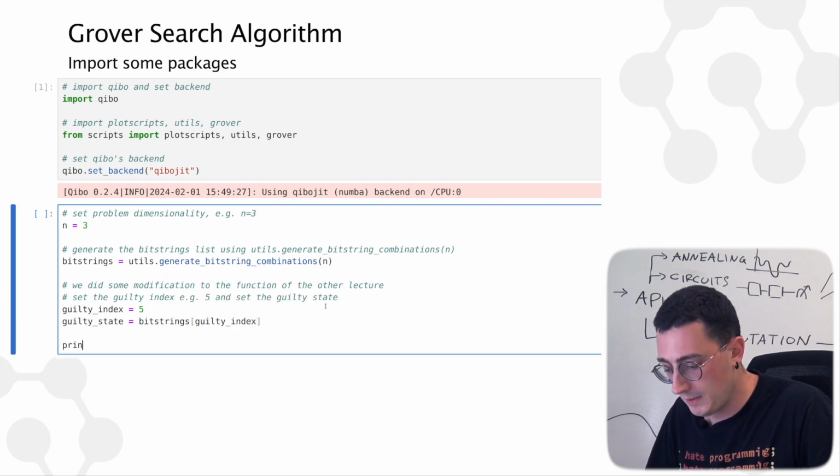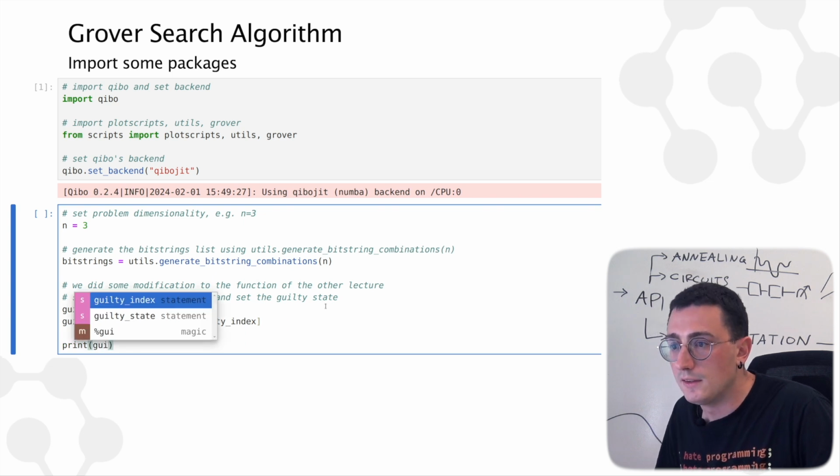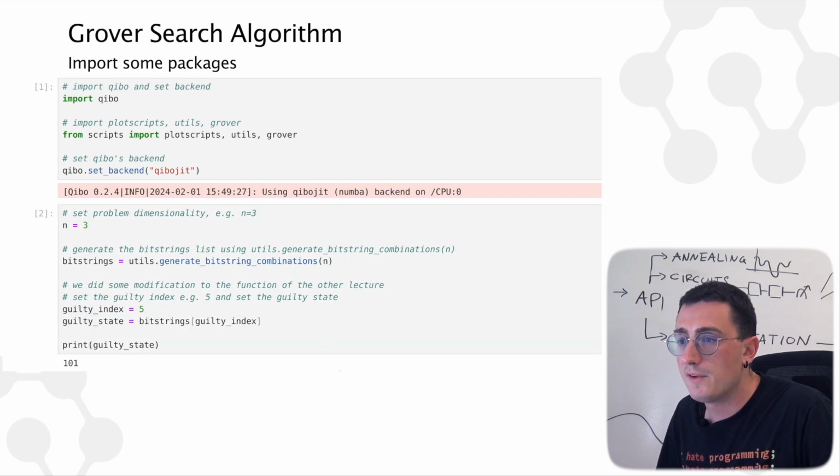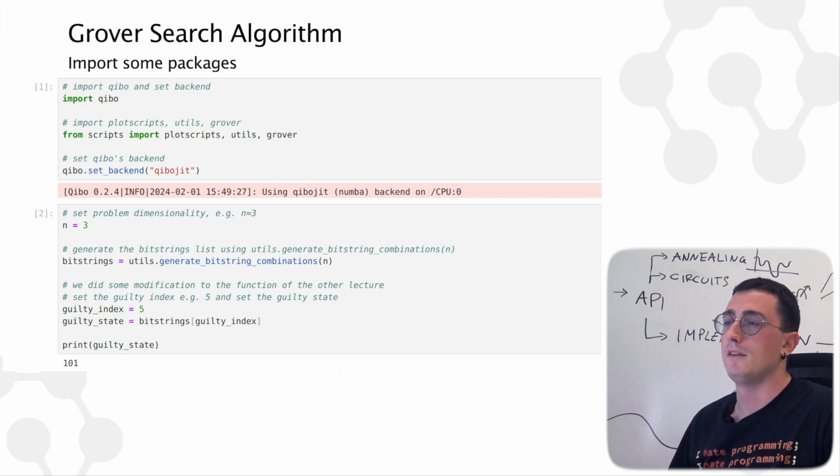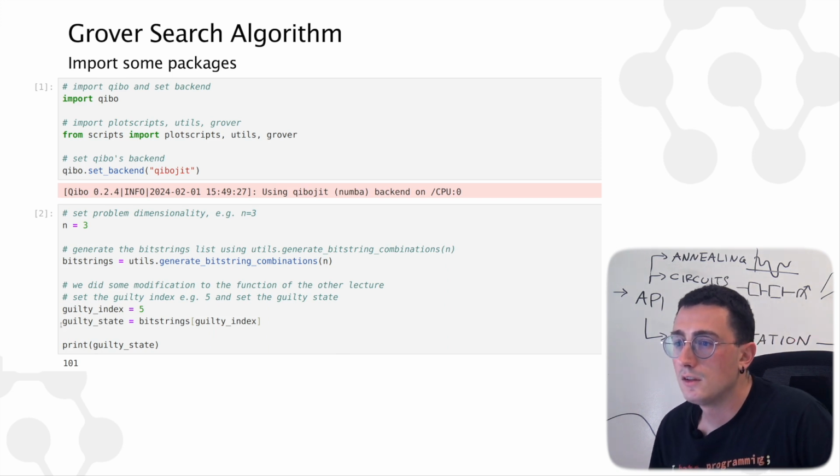And then you can print it. So print guilty state. The number 5 is the 101. And as you will see, this will be exactly the state which is able to activate the phase kickback in the oracle, acting with this specific oracle here.